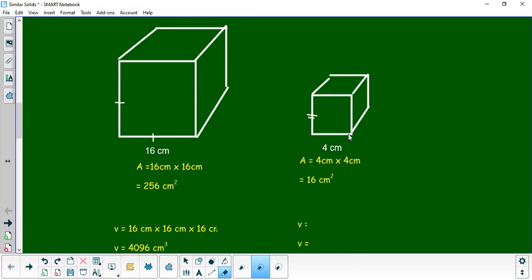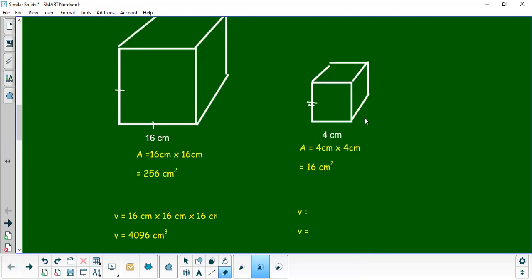Okay, so what would be the volume of this one? Again, it was 4 times longer, right? 4 and 16, we made it 4 times the side length, 4 times longer. Now what's going to happen to the volume? Well, 4 times 4 times 4, that's the volume. That's going to give you 64 centimeters cubed.